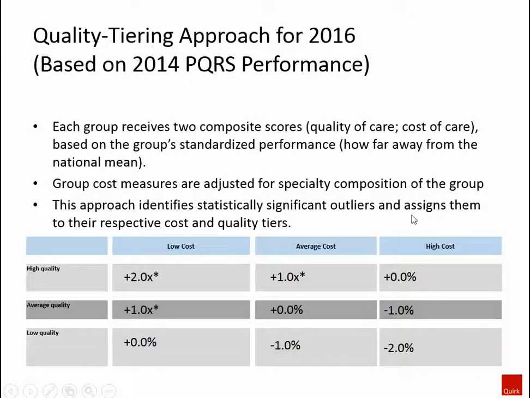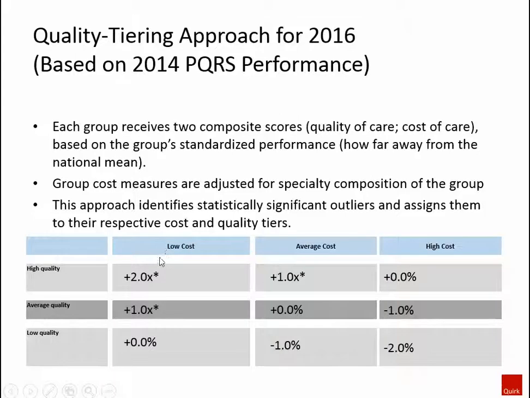So this slide basically shows you the quality tiering approach. Each group receives the two composite scores. One is quality of care, the other is the cost of the care, based on the group's standardized performance and how far away from the national mean they are. And then group cost measures are adjusted again for the specialty composition of the group. So looking at this screen, you would want to be in high quality and low cost.